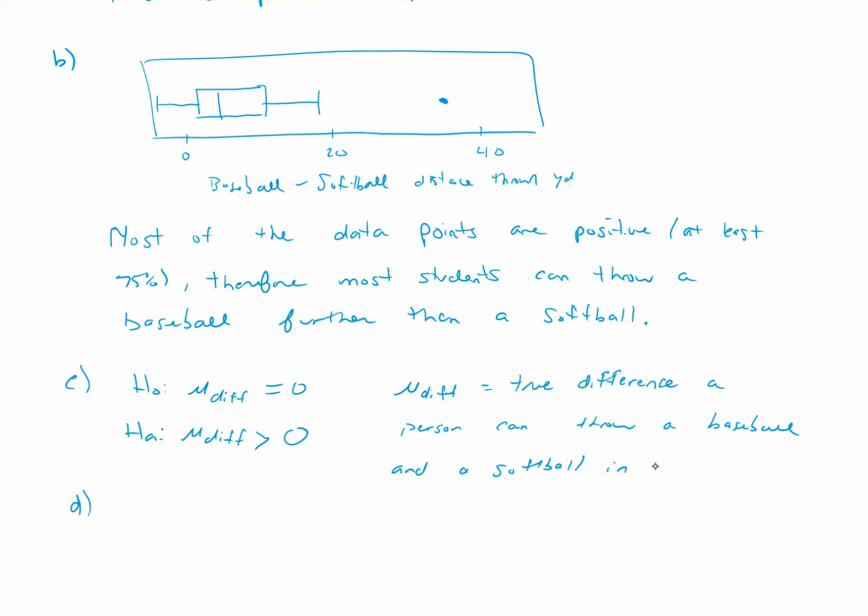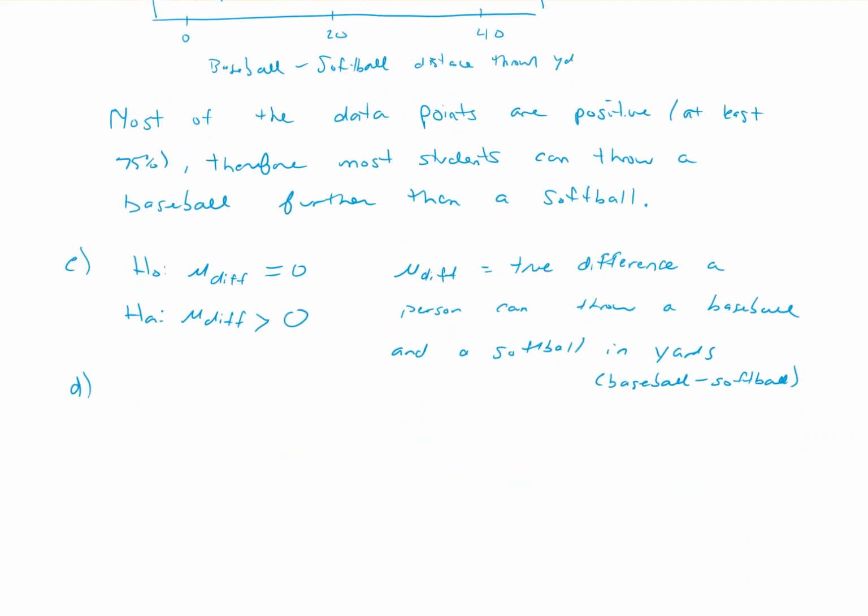So this is like the true distance. If we could have everybody in the world throw a baseball and a softball, the true difference would be this. And it's good to clearly define that we're talking about baseball minus softball, just so people know what direction it's in. So it was nice to have that as well.